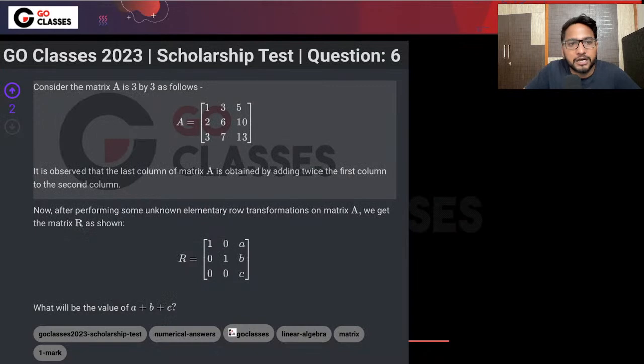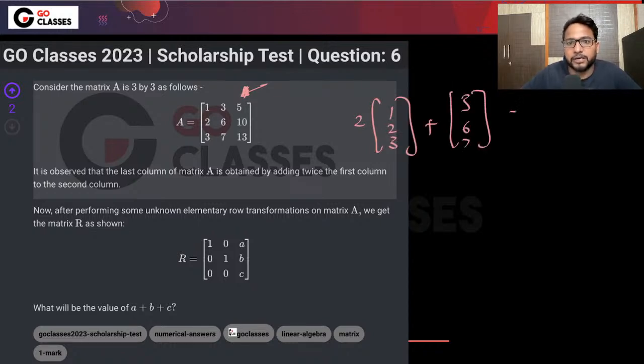Now let's see this. Consider a matrix A that is 3 by 3 and which is as follows. It is observed that the last column of the matrix A is obtained by adding twice the first column to the second column. So basically they are saying that this column, you can easily observe, is 2 into 1, 2, 3 plus 3, 6, 7, and then you will be getting 5, 10, 13. If you do twice of this and plus this, then you are getting the third column. This is just one observation that you can make.